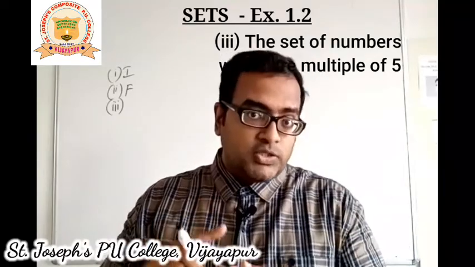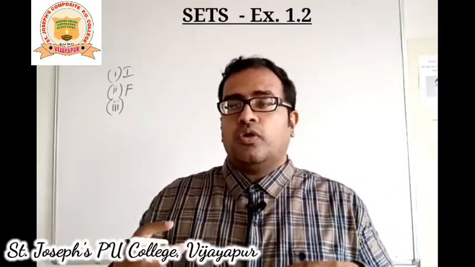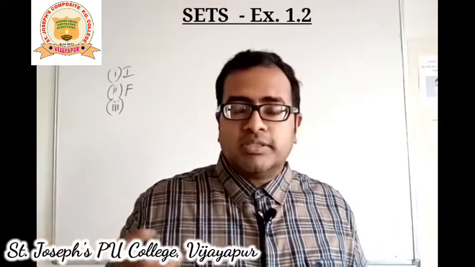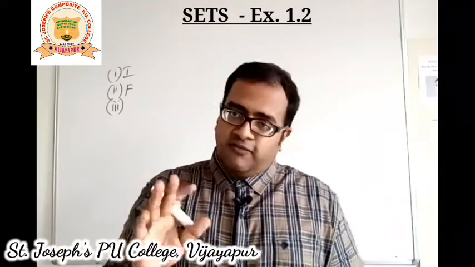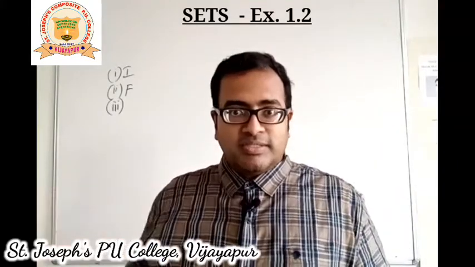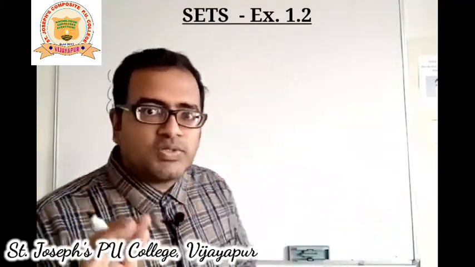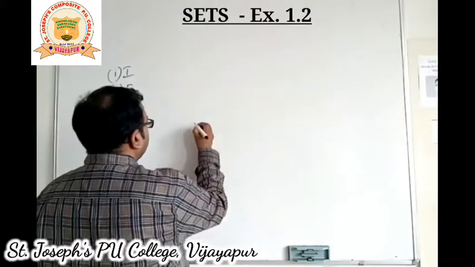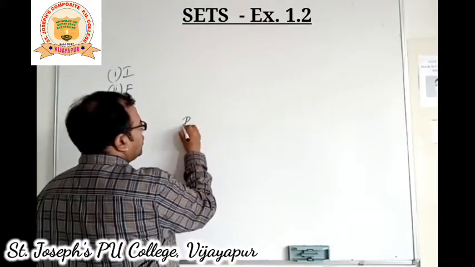They have not mentioned natural numbers or integers or whole numbers, rational numbers, nothing, just multiples of 5. Let us say take the smallest of all the sets, natural numbers. Compared to other sets, natural numbers is the smallest. So, in natural numbers I will consider multiples of 5. I will call it B.